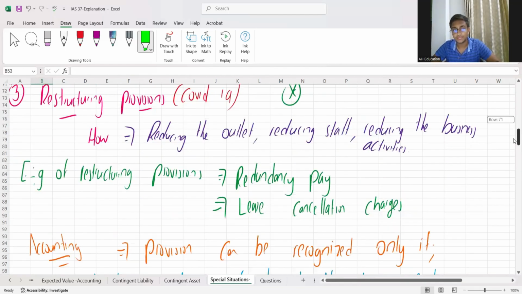Now we are moving into the third situation, which we call restructuring provision. One of the best examples is COVID-19. See, there are two types of restructuring. One we call positive restructuring. Number two we call negative restructuring. Now in IAS 37, we will only be focusing on the negative restructuring.